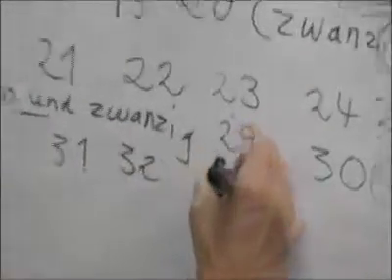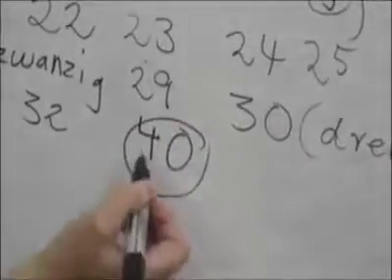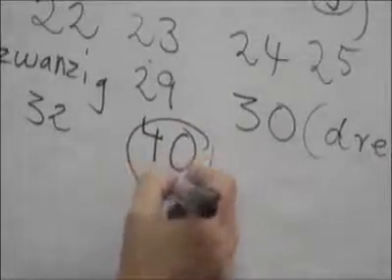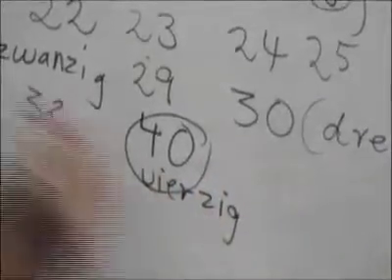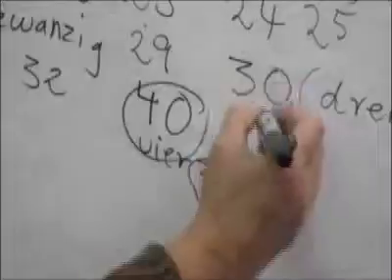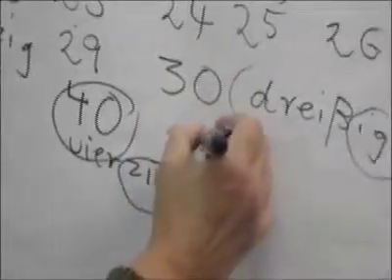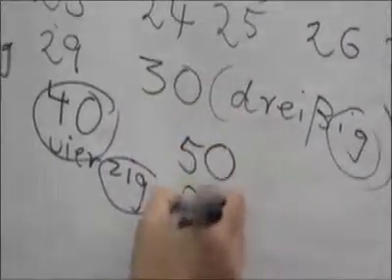So the next 10 would be 40. 40. Remember? The next one would be 50, right? 5 and then 10.